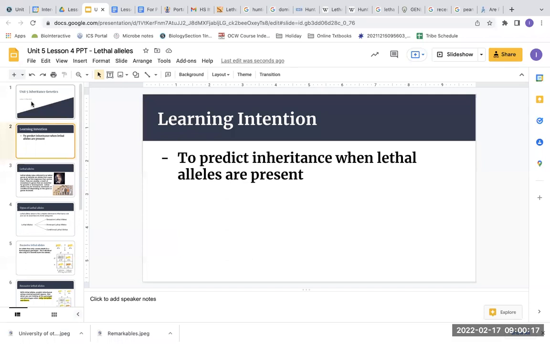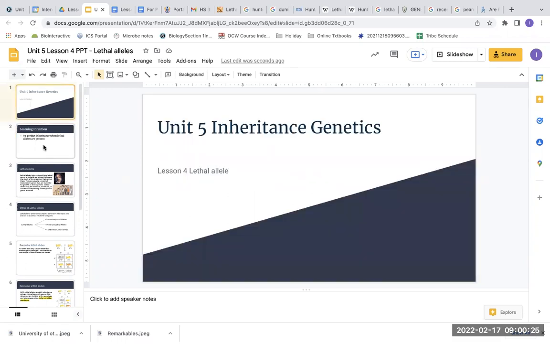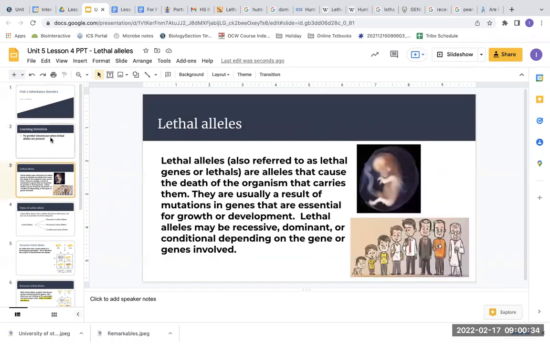Okay, so this is a lesson for lethal alleles. After learning about the three different types of inheritance pattern, we're now moving on to not just looking at inheritance pattern, but also the types of alleles out there. So lethal alleles basically refer to an allele that can kill you, right? They're basically results of genetic mutations that could damage the growth or damage the development of an organism.